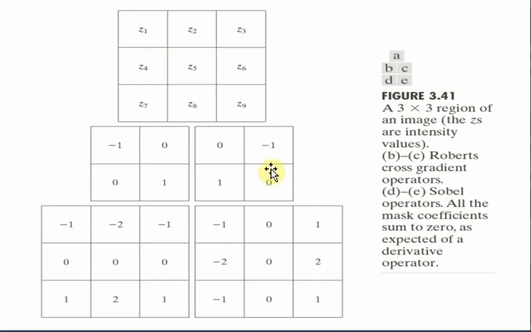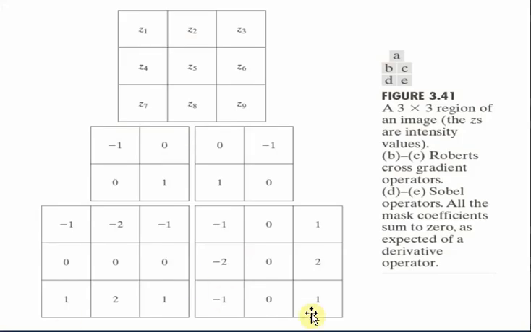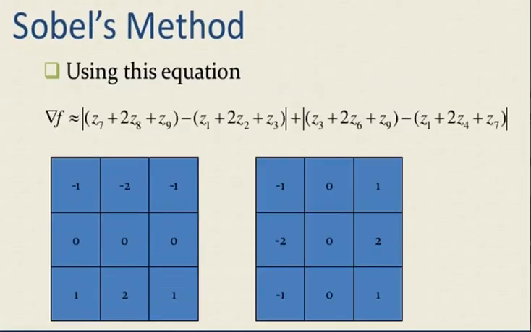Now the next one is the Sobel operator. What is that? This is nothing but the Sobel operator. So using the equation, he developed his own equation. Del f is equal to like this. Then from this you can easily develop the masks like that: one along the x direction, another along the y direction. This one is for the x.